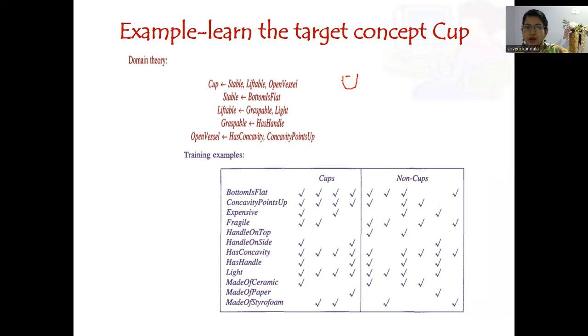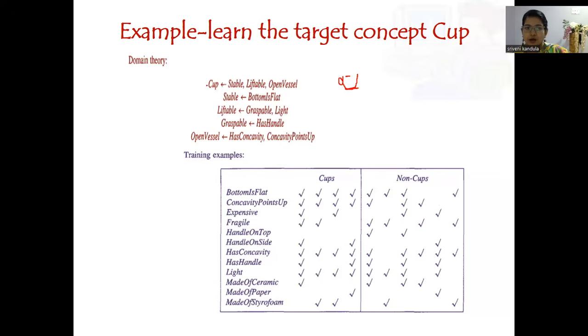Concave means it should be in this form, and this concavity should be on the upper side. It should also have a handle, and the bottom should be a flat one, and it should be a liftable object. So these are the characteristics that are given, and they are taken as the attributes. Now if you see, all these left hand sides are the antecedents: stable, liftable, graspable, open vessel. So these are our antecedents.